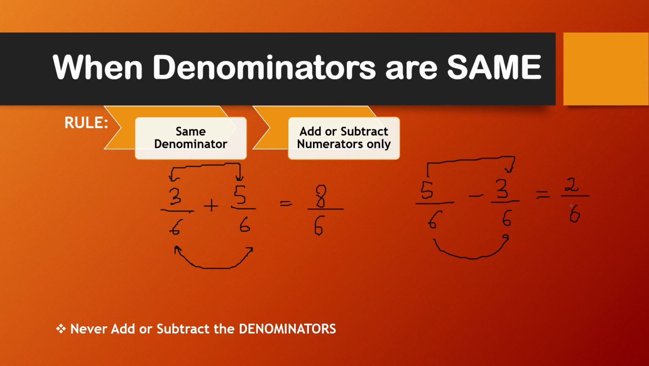So the tip is: never add or subtract the denominators. The denominators will remain the same because the denominator represents the total number of equal parts. We just need to simply add or subtract the numerators only.